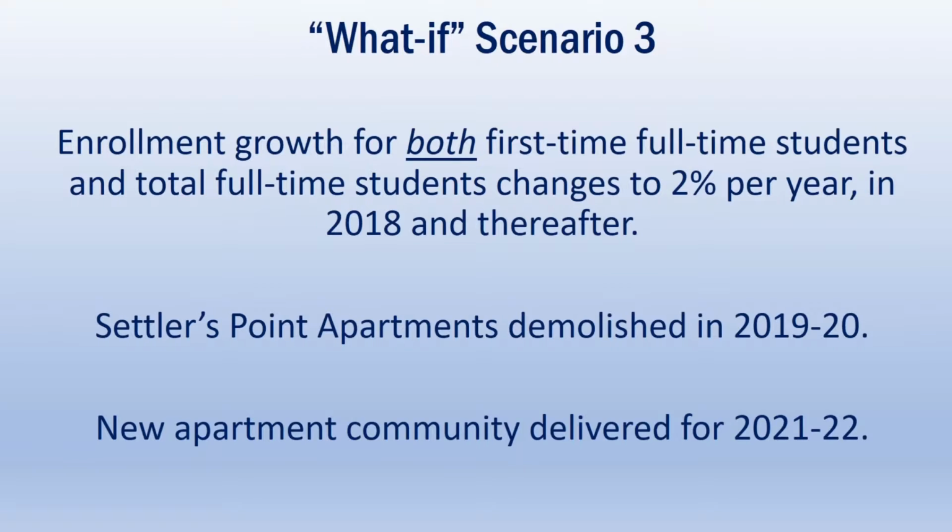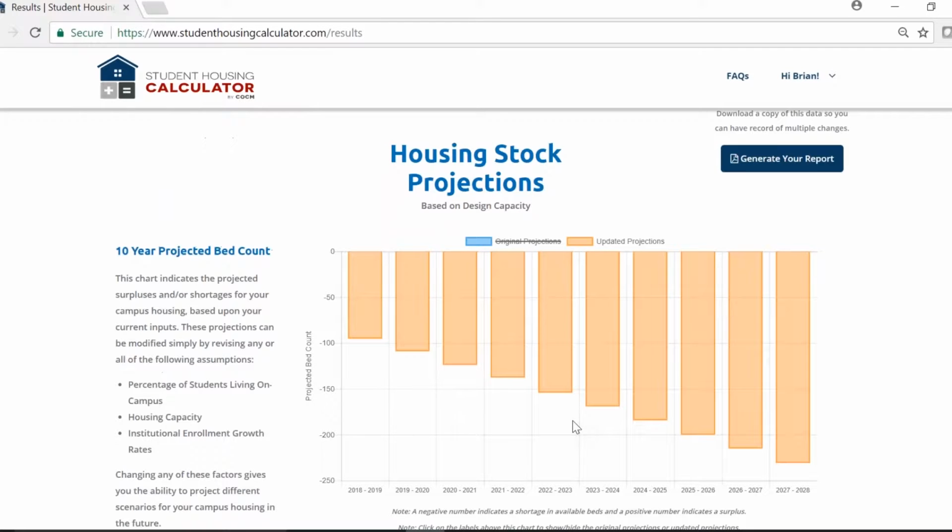And then we're going to move on to the actual housing stock. We talked about Settlers Point a little while ago, and we're going to take that offline. We're going to demolish that in the academic year 19 and 20, and then we're going to build a new apartment community in the academic year 21 and 22. So that's scenario 3. Let's look at how we're going to do that.